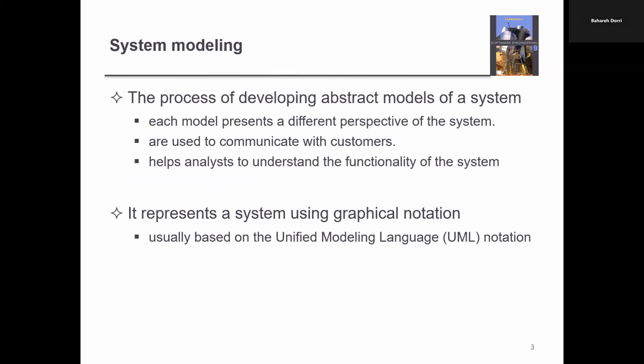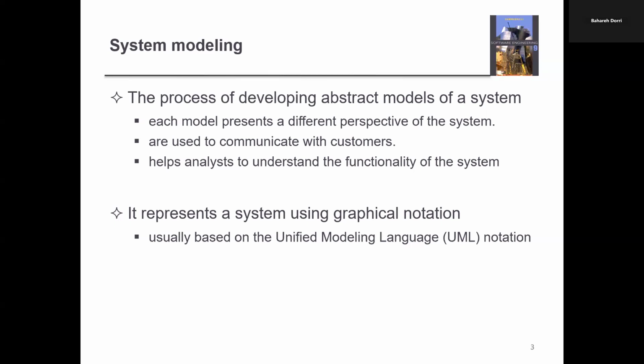Let's talk a bit about what system modeling actually involves. At its core, system modeling is about creating abstract models of a system. And by abstract, we mean simplified versions that highlight specific aspects of the system. Each model gives us a different perspective. For instance, one model might focus on how users interact with the system, while another might show how components are structured behind the scenes. Now, why do we do this? There are a few reasons.